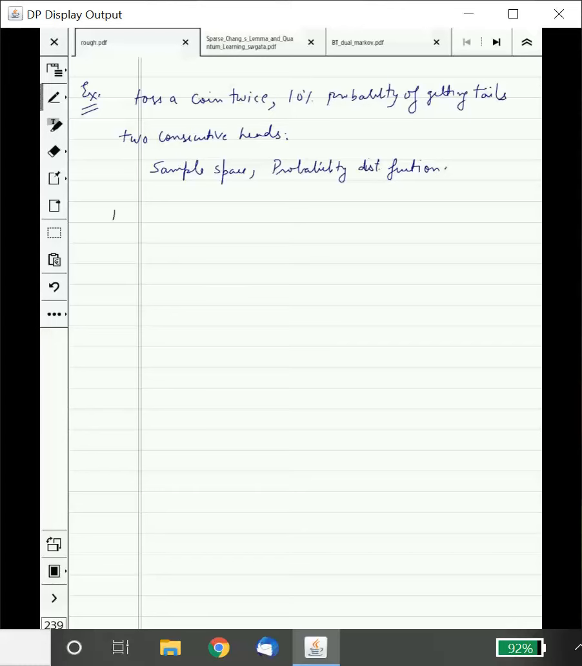This should be our goal in almost all the probability problems. Given any probability problem, your first goal should be to figure out, at least mentally, what is the sample space and what is the probability distribution function.